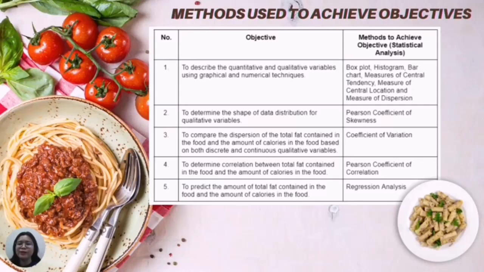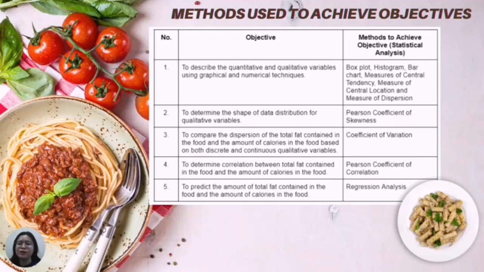Moving on, I'm going to share the methods used to achieve the objectives. Firstly, the methods used to describe the quantitative and qualitative variables using graphical and numerical techniques are box plot, histogram, bar chart, measure of central tendency, measure of central locations, and measure of dispersions. Next, the method used to determine the shapes of data distributions for quantitative variables is the Pearson coefficient of skewness. Besides, the method used to compare the dispersions of the total fat content in the food and the amount of calories in the food is the coefficient of variation.